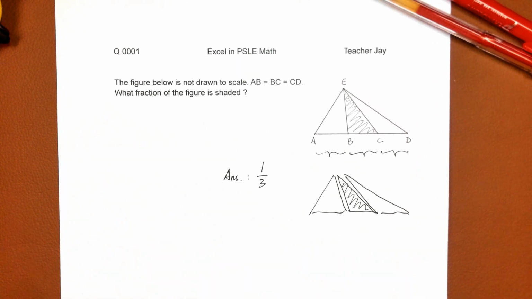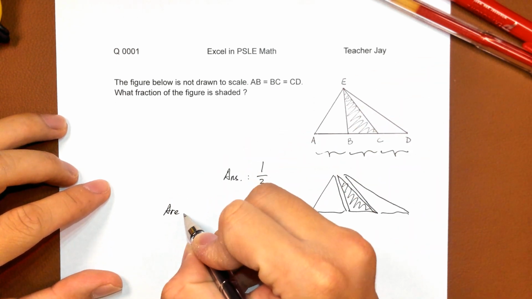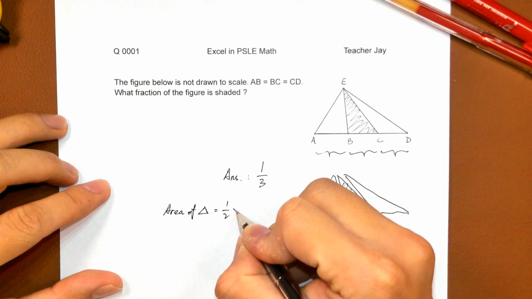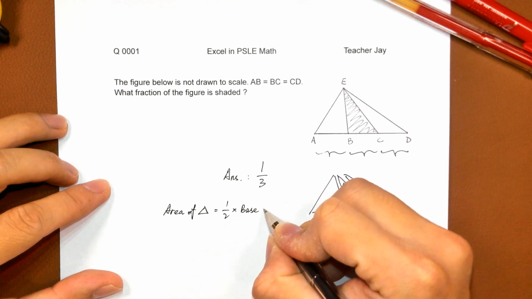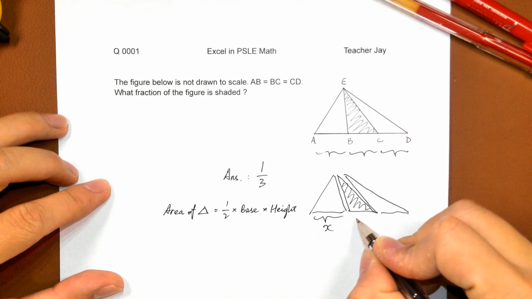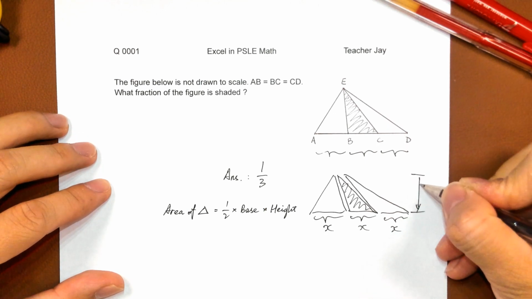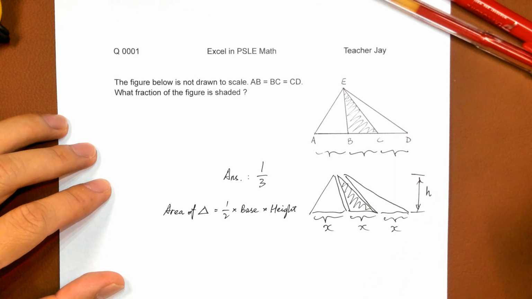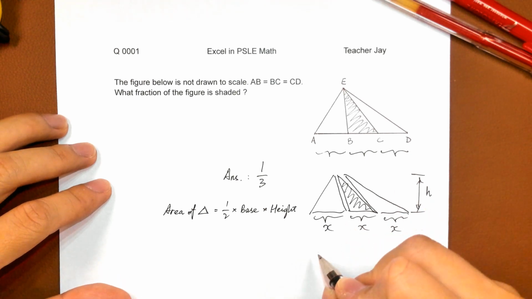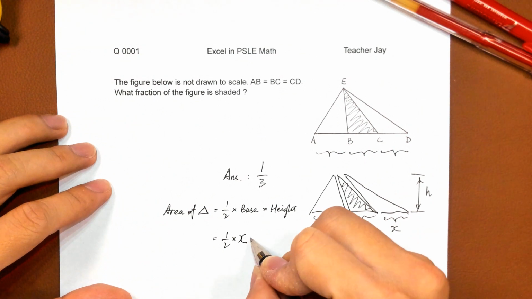Okay? So you remember that the area of a triangle equals half times base times height. This one is x, maybe x, same height h. So each of these triangles, the area is half times x times h.